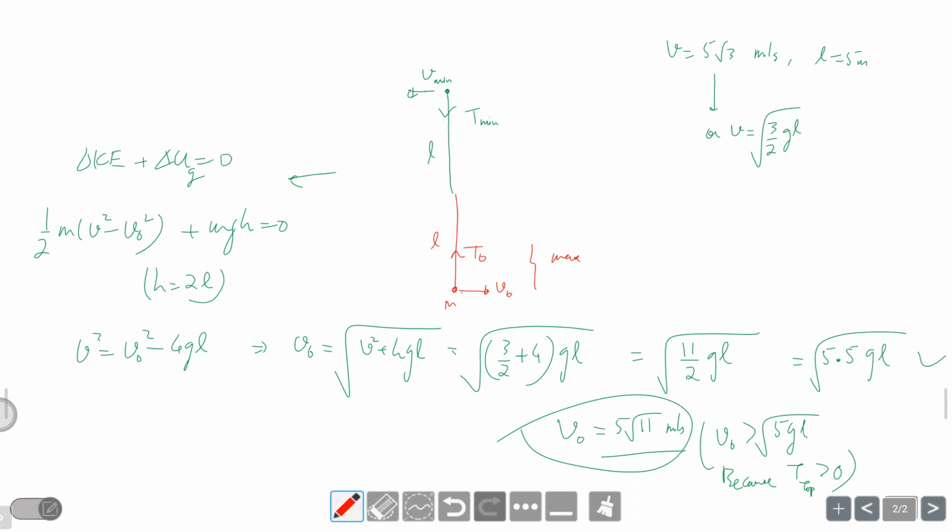One more thing, for example, you could have been asked while it was going to the 90-degree position, what is the speed at that point, and what is the tension? Same thing here. Now you just apply work energy. v square will become v naught square minus 2gL this time, because from here to here the height is L. It will become 5.5 minus 2, so that will become 3.5. As easy as that.